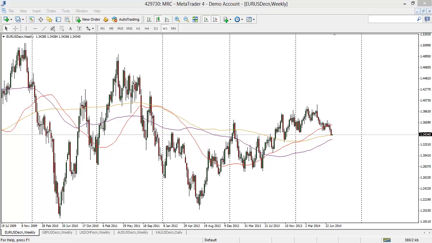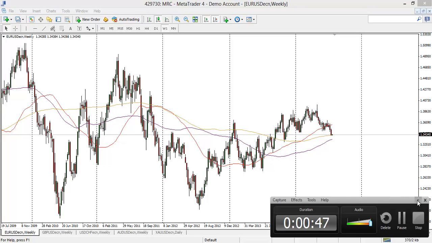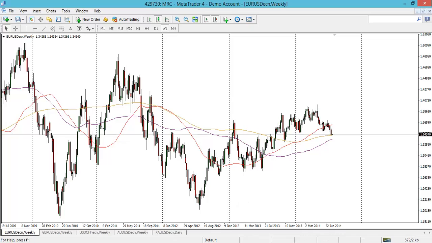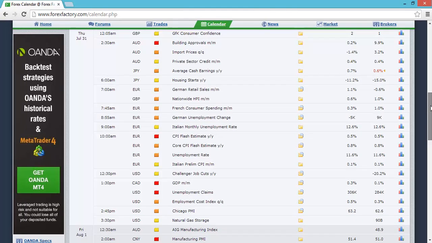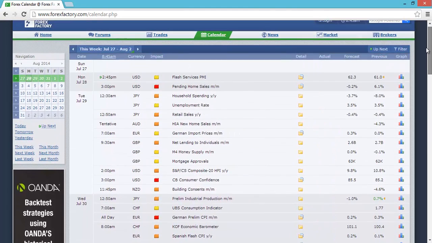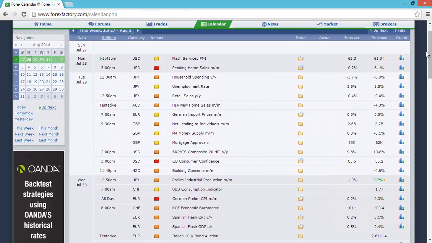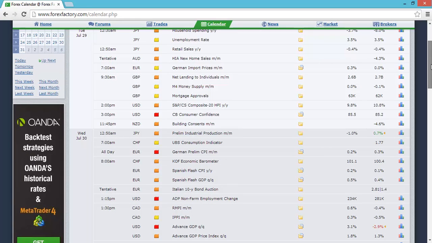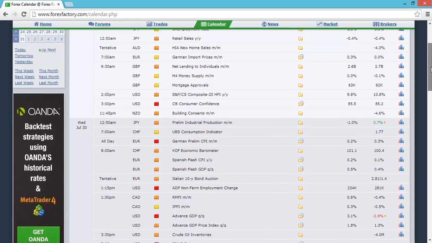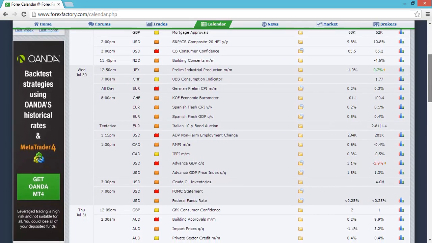Okay then, so let's have a look at the Forex calendar for the week ahead. So I've just got Forex Factory up here, so I'll just have a quick run through in terms of the high impact data. Today at 3 PM, the US pending home sales month-on-month figures. Tomorrow at 3 PM, this is GMT, you've got the US consumer confidence.